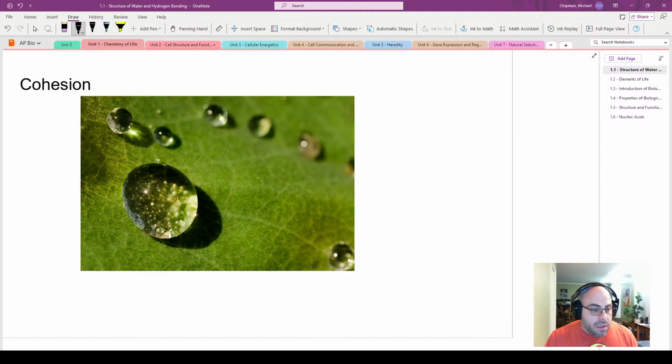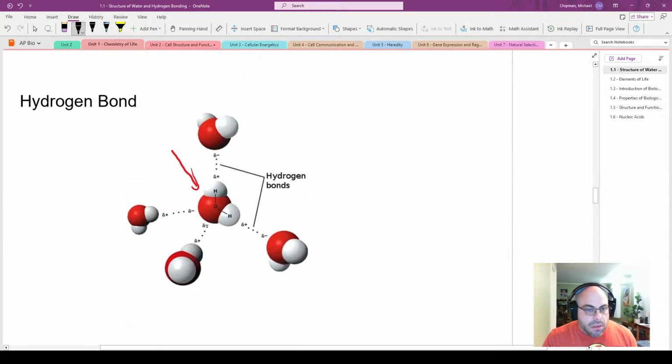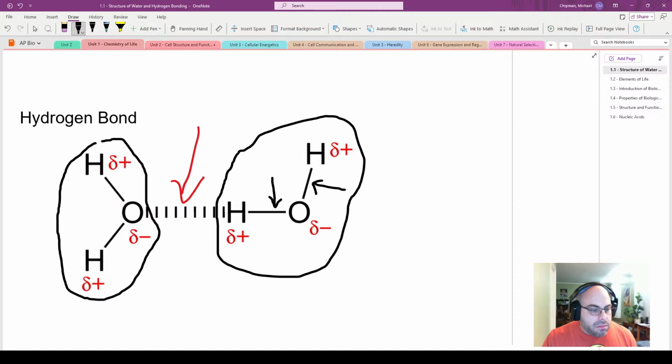Yeah, good question. Are covalent bonds stronger than hydrogen bonds? Yes, significantly. Significantly stronger than hydrogen bonds. What property of water causes surface tension? Polarity, 100%.